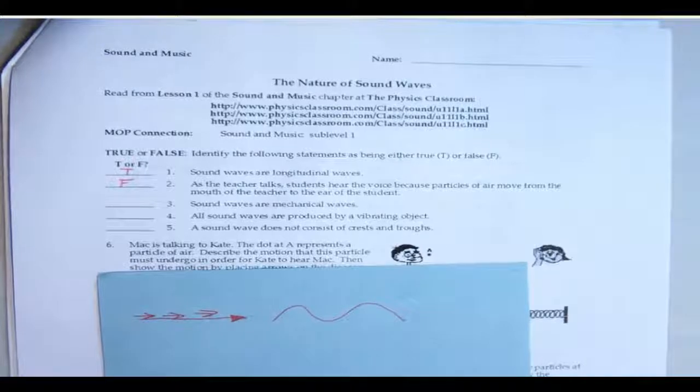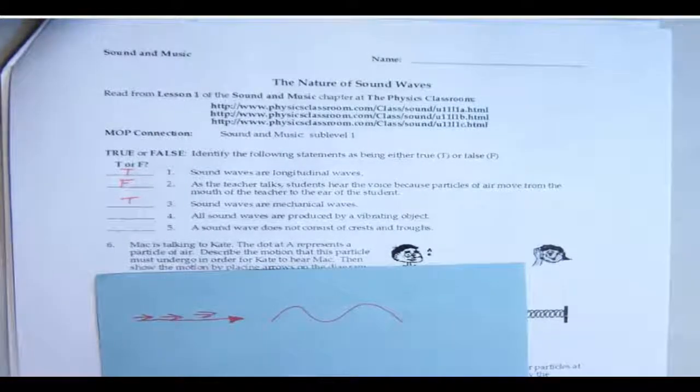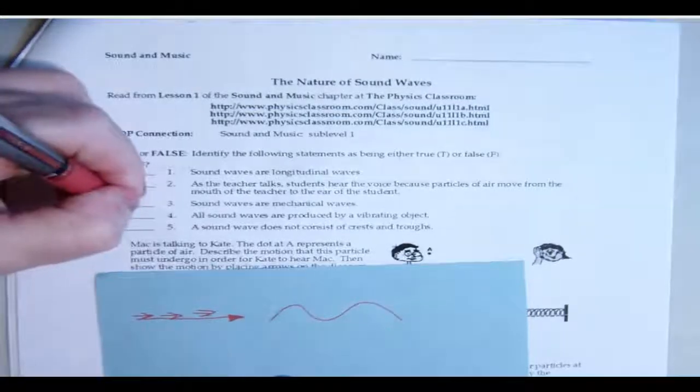All right, number 3, sound waves are mechanical. Mechanical means there's some kind of movement or motion involved, and that's true because yeah, it's traveling through something and it's vibrating. So yeah, that is true. All sound waves are produced by a vibrating object. Well, yeah, that is also true. So yeah, you talk, vibrates through the air, good.